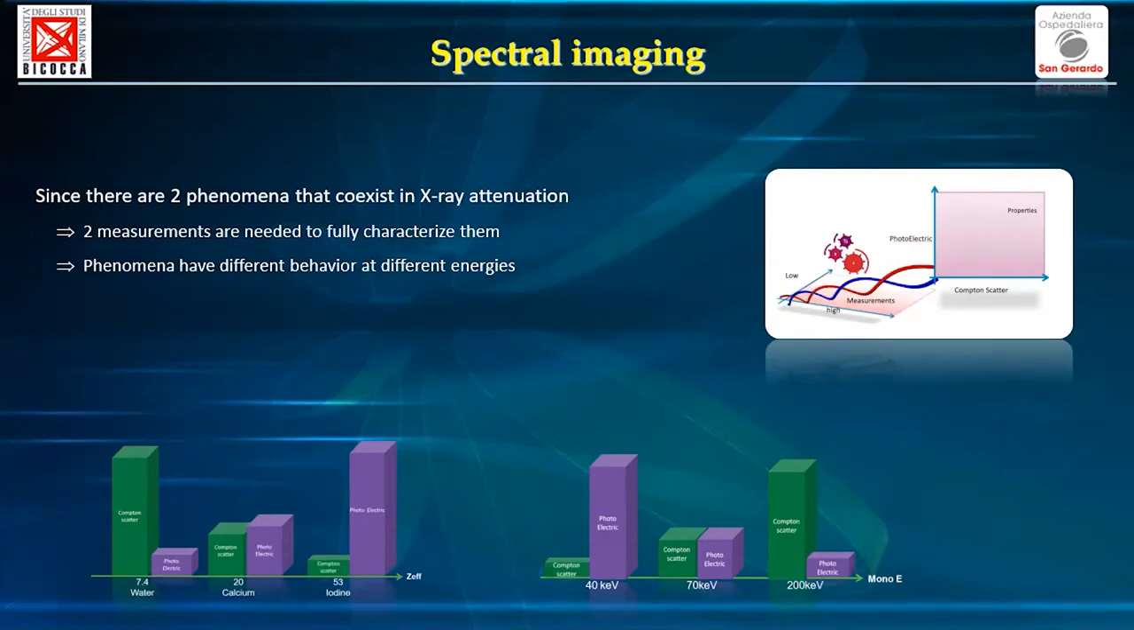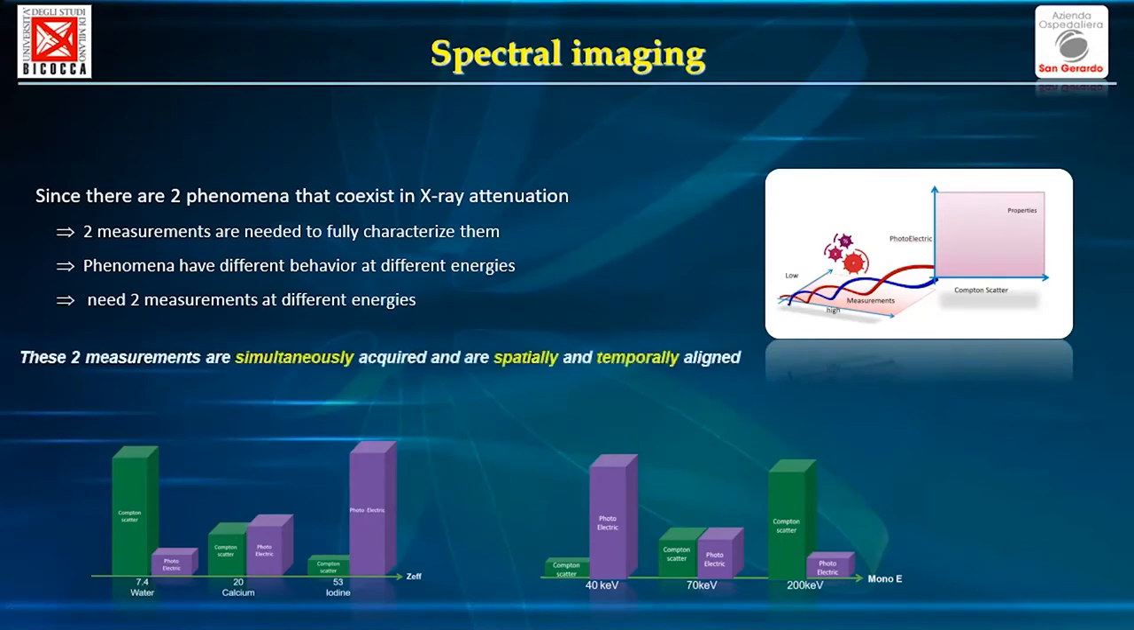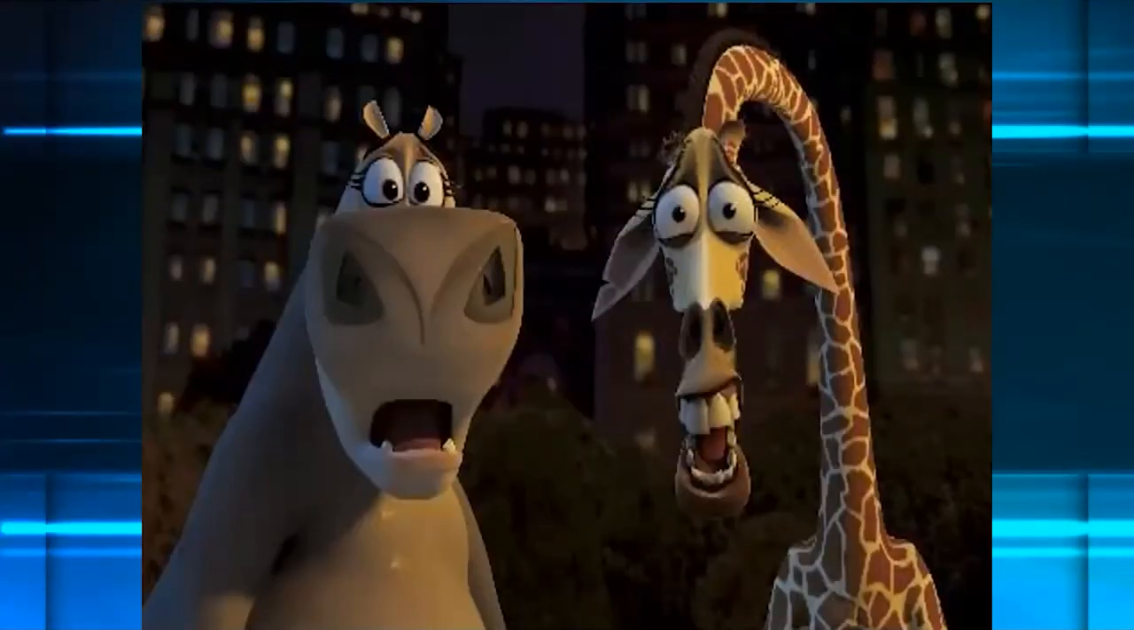The phenomena have different behavior at different energetic levels. So in one case, we can see a decrease of one effect and an increase of the other one. And obviously different components of our body have different Compton and photoelectric effects at different energetic levels. And so finally, we need only two measurements at different energies that must be acquired simultaneously with the same spatial and temporal resolution.